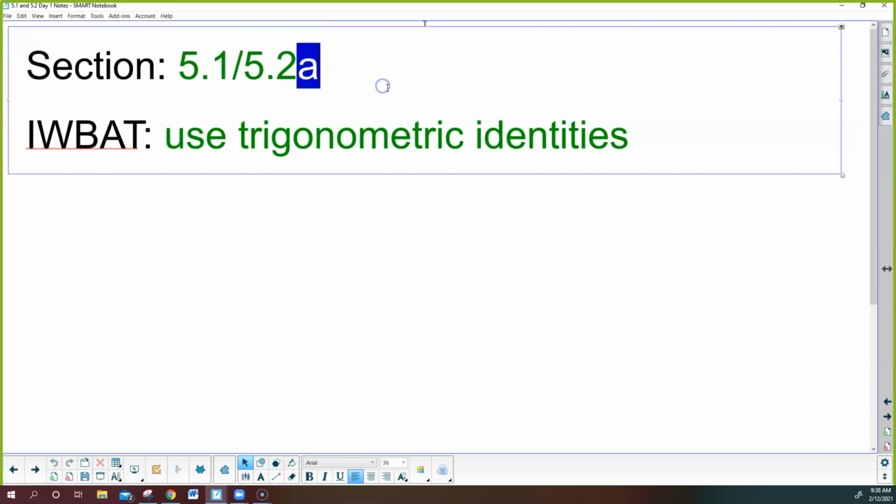I like to call this day one instead of A, but we're doing 5.1 and 5.2, and we're dealing with trig identities. I think of today as kind of like a big puzzle, and our goal is to put the pieces together to make sure that we understand what's going on.